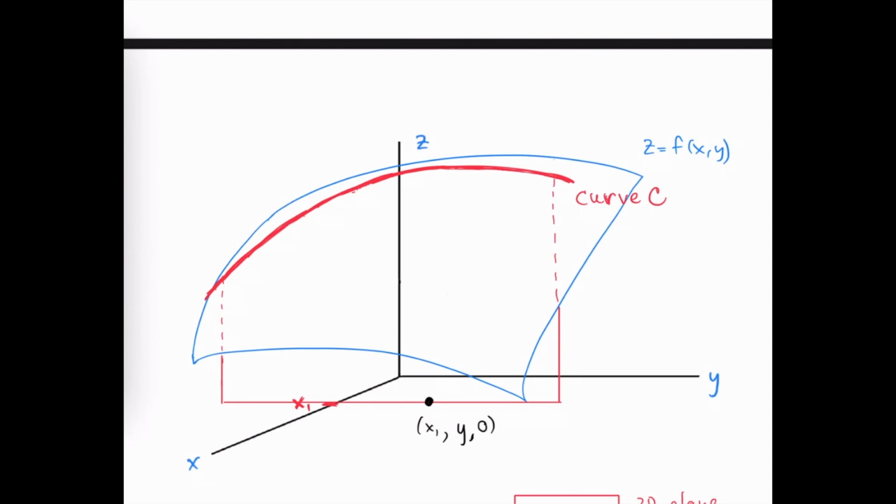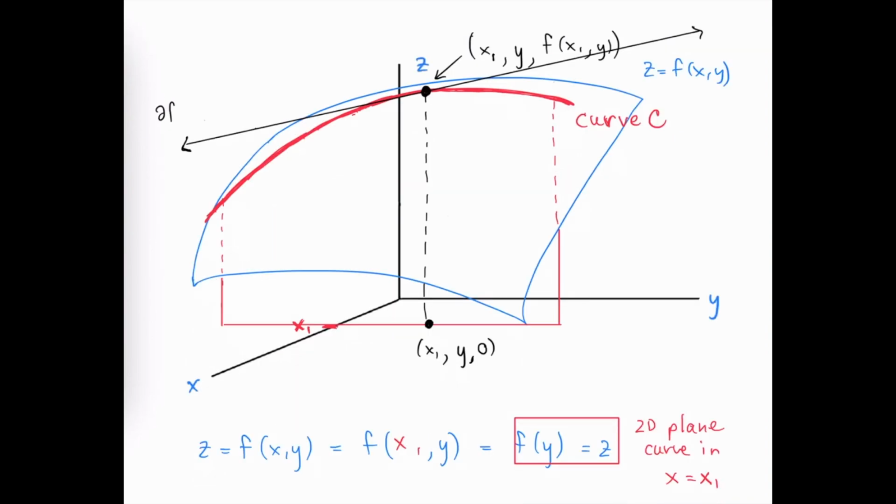Now let's fly this point up to the curve and look at the point of intersection with the curve. And this ordered triple is going to be x sub 1, the constant x value, the y value, and then the z coordinate is going to be determined when we plug x sub 1 and y into the surface function. The partial derivative of this function with respect to y is equal to the slope of this tangent line.